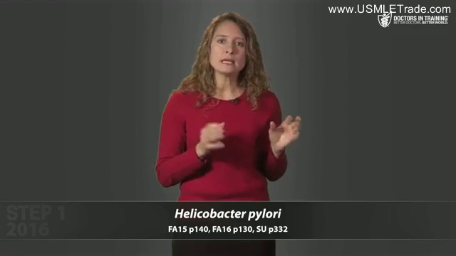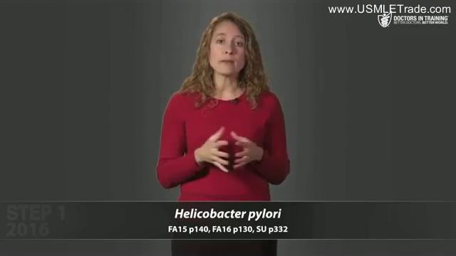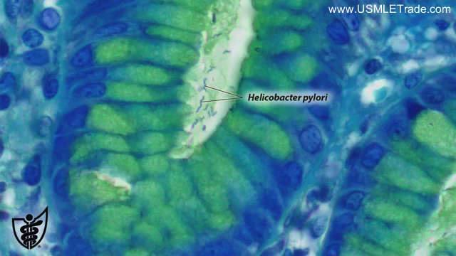Now let's move along to the next important gram-negative rod, Helicobacter pylori. Now this is an important one for you to remember as well. It's a spiral-shaped rod that is urease positive.